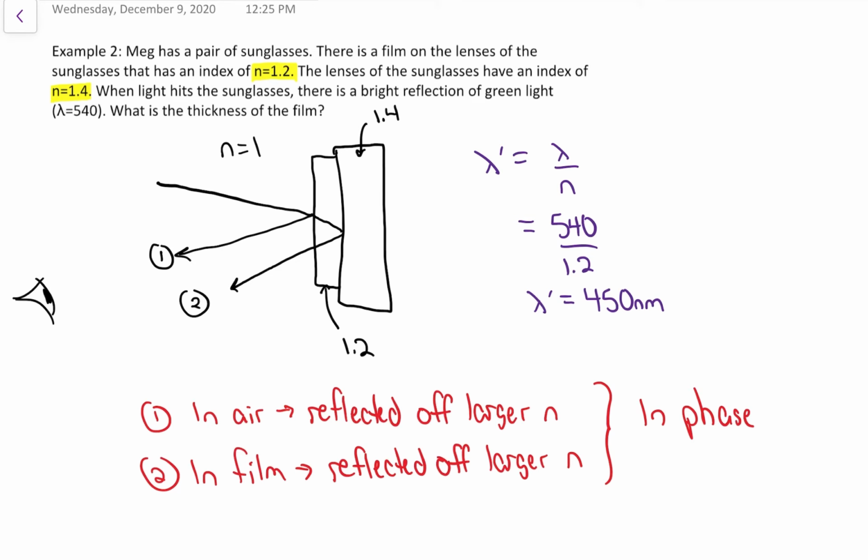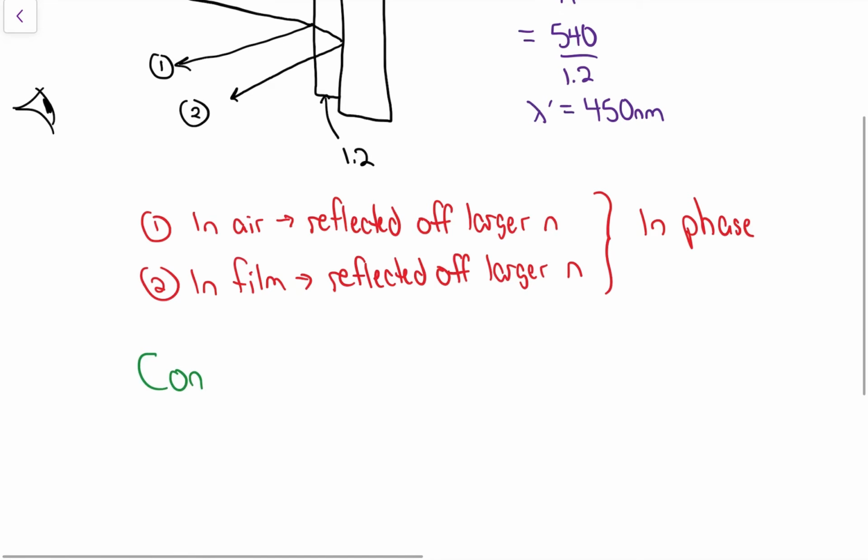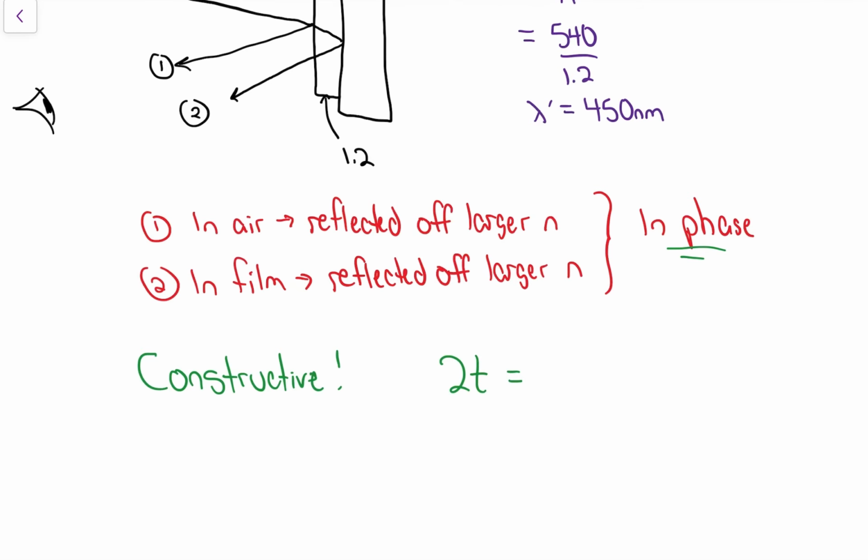Now, the logic step, we have to look at the question. Does the question ask for constructive interference or destructive interference? Reading through this question, it says there's a bright reflection. Bright reflection is the vocabulary, one of the vocabularies, for constructive interference. They're already kind of in phase because of the reflecting, but bundle of light number 2 traveled farther, t on the way in and t on the way out. So it traveled 2t farther.